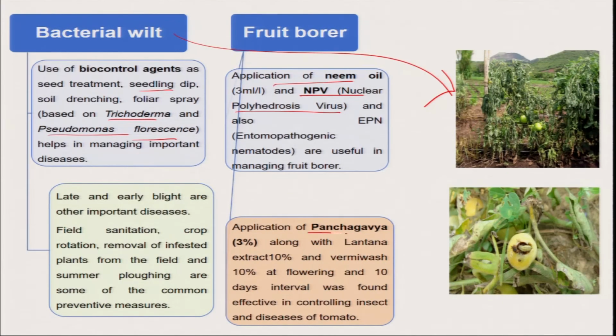And always Panchagavya, which is produced from 5 cow products, also helps to decrease the incidence of this fruit borer, along with lantana extract. This lantana is available everywhere, it is a weed. Also you can use vermiwash at 10% flowering stage and at 10 days interval. So, like field sanitation and removal of infested parts, you have to take care of cultural, biological, mechanical and other types of pest management in organic farming, where you cannot apply insecticide or fungicide.